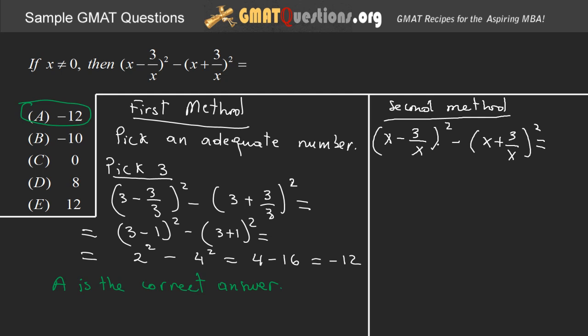I hope you know what I'm trying to say here. In general, it's like having a minus b squared minus a plus b squared. Why? Because you have x here and x here. They play the role of a. You have 3 over x and 3 over x here, which plays the role of b. And I'm talking about special identities in algebra.